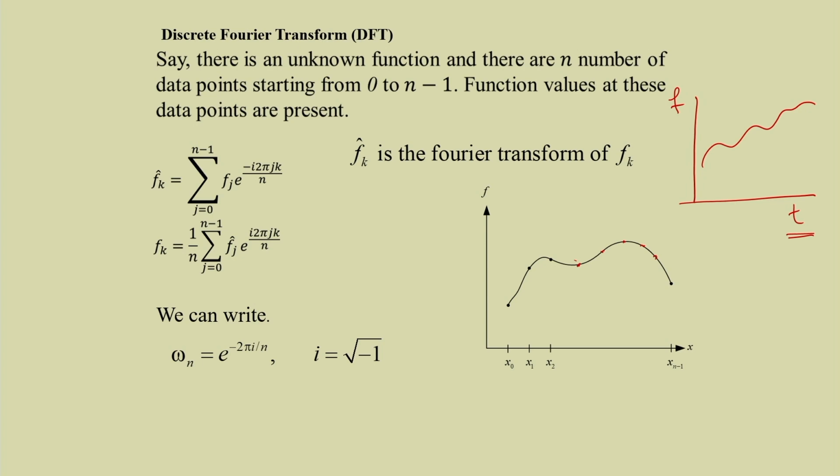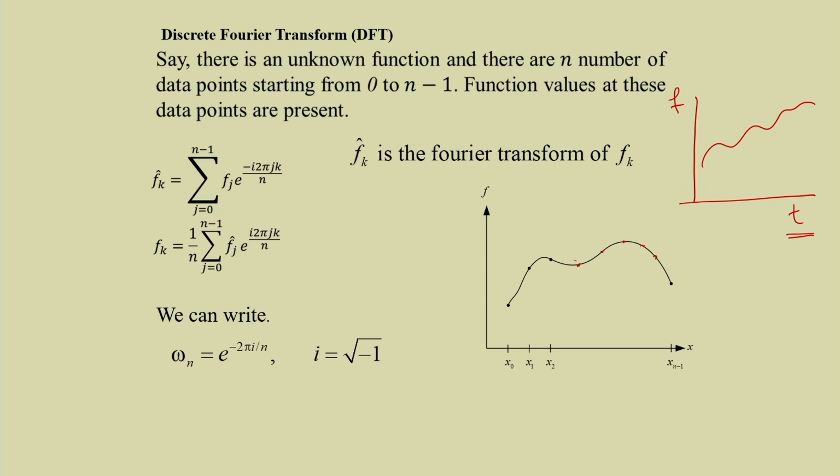So, this function f we can write in this way. The function f can be written as f_j e to the power minus i 2 pi jk by n. Already you know the Fourier transform. So, this f cap can be written by using this function f this way. So, f_k cap can be written as the sum from j equal to 0 to n minus 1 of f_j e to the power minus i 2 pi jk by n.